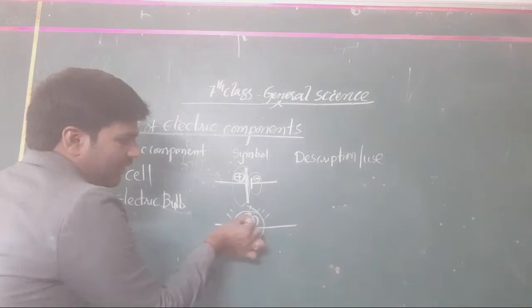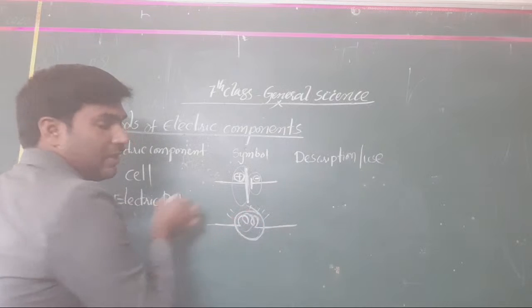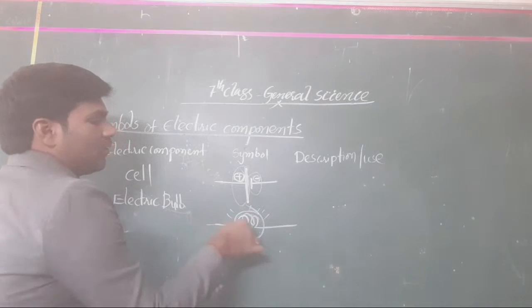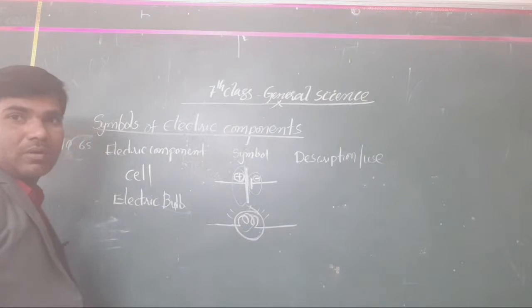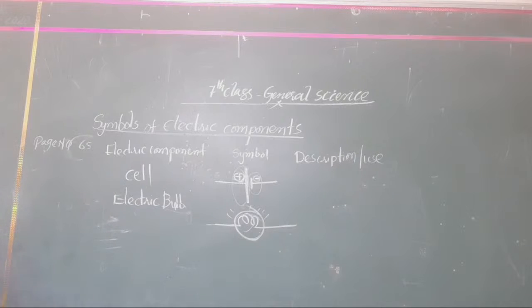Okay, this is the filament, and this is what? This is surrounded by things, and wires are connected to that. Okay, now to the circuit. This is only the description it is possible to write.